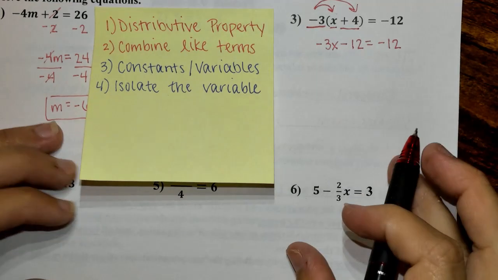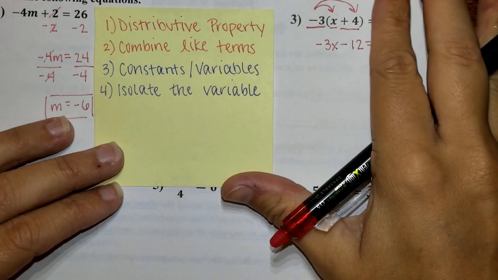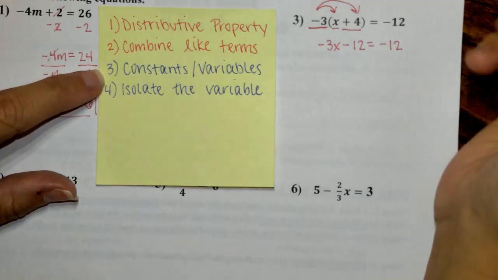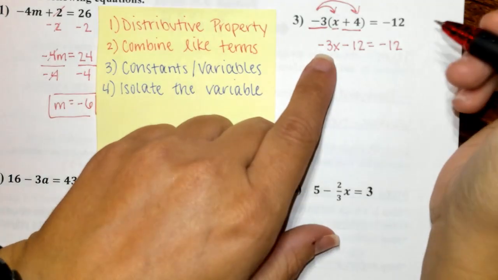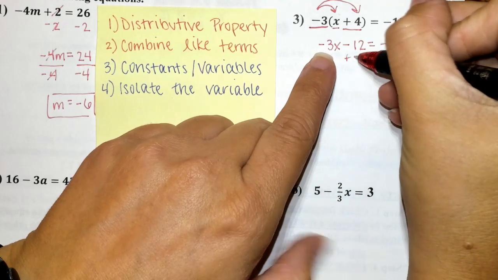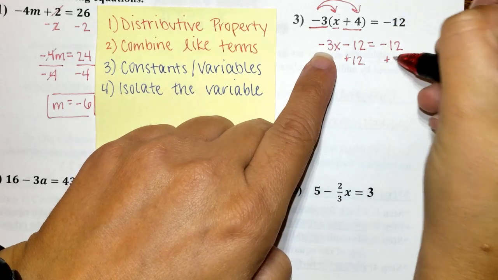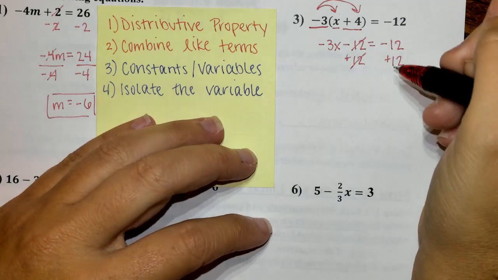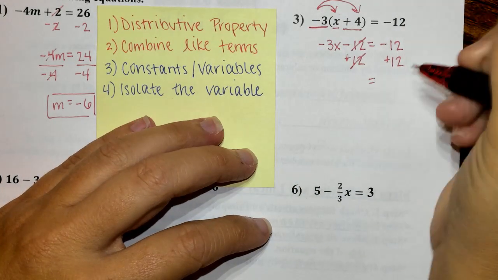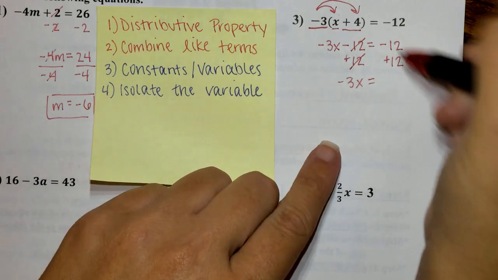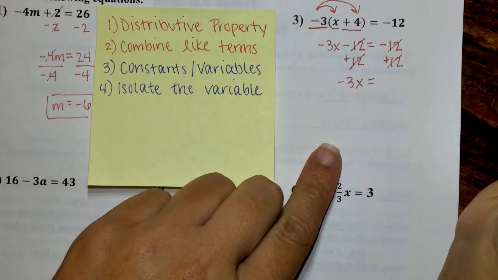Step 2, I cannot combine like terms because those are not like terms, and there's only one term on the right. So step 3, move my constants and variables. The variable is already on the left, so I move this constant to the right side. To get rid of a minus 12, I add 12. What I do on one side, I do on the other side. Minus 12 and plus 12 cancel out. I'm going to bring down my equal sign. On the left, I just have negative 3x.